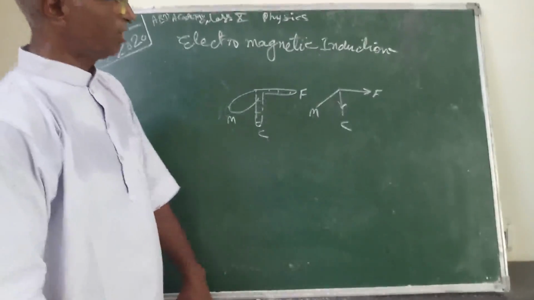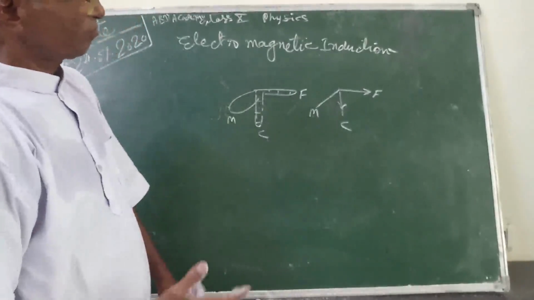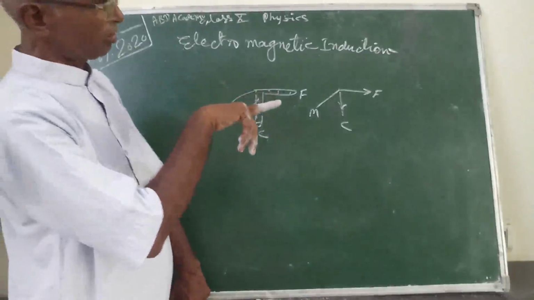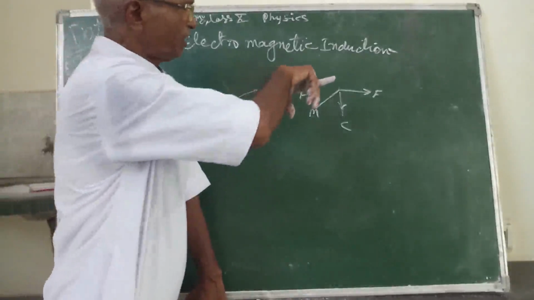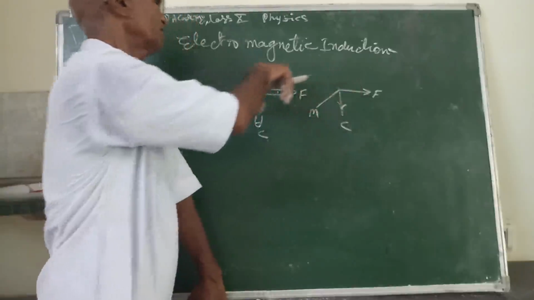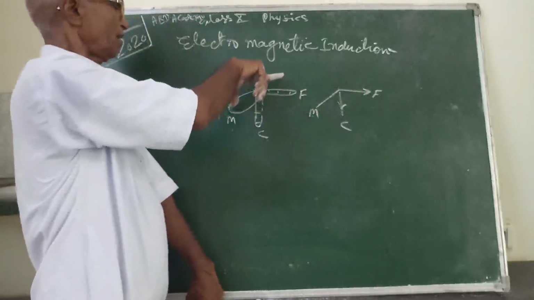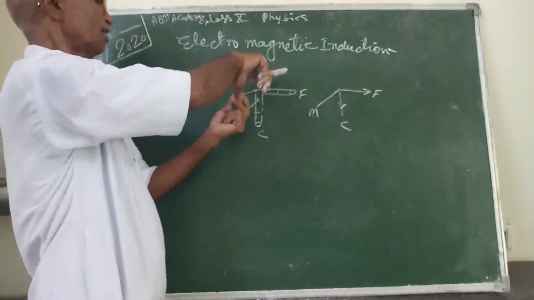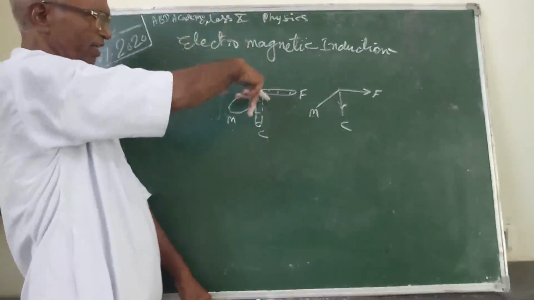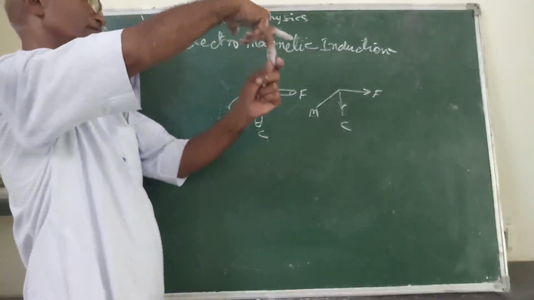Here, Fleming's right hand rule is applicable, which states that if the first finger represents the direction of the field, as here, and the thumb of the right hand represents the direction of motion, then the direction of induced current will be represented by the middle finger.